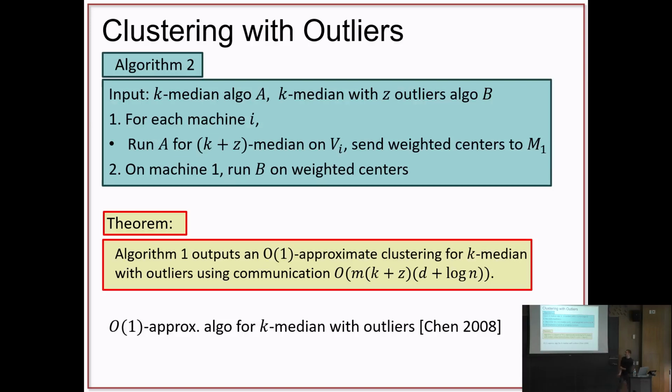Any other questions about this? This is all I want to say about distributed clustering with outliers. So next I'm going to talk about lower bounds.